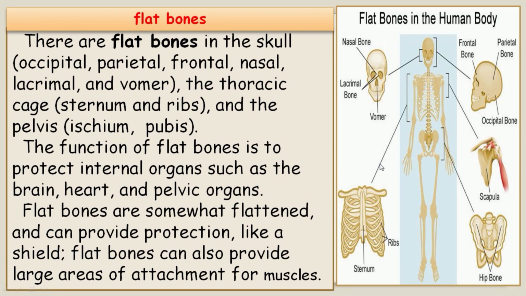Flat bones. There are flat bones in the skull, the thoracic cage, and the pelvis. The function of flat bones is to protect internal organs such as the brain, heart, and the pelvic organs. Flat bones are somewhat flattened and can provide protection. Flat bones can also provide large areas of attachment for muscles.